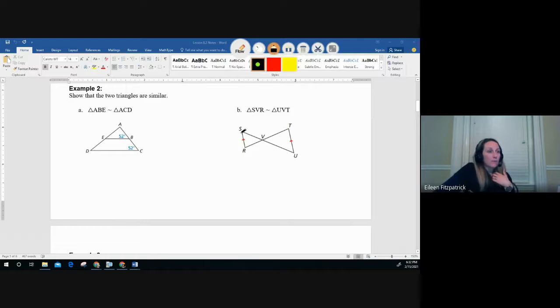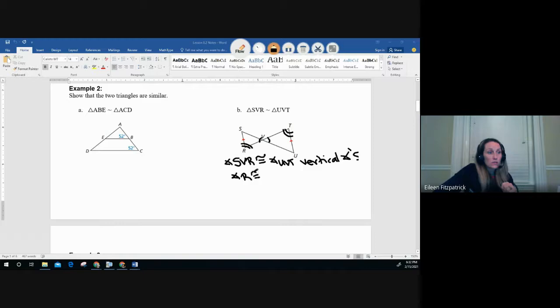All right, the next problem. I want to prove that triangle SVR is similar to triangle UVT. I don't have to, but I could start by marking my vertical angles, right? Angle SVR is congruent to angle UVT, and they're vertical angles. That's why. And then parallel lines cut by transversal, I could name these two angles congruent. They're alternate interior. I could also name the other ones, S and U, but I don't need all of them. I just need two angles congruent to two angles. So I can say angle R is congruent to angle T.